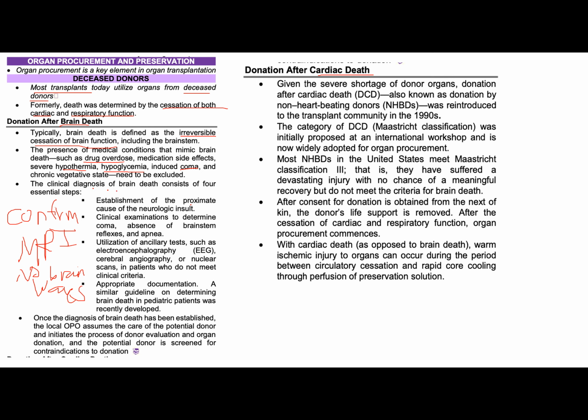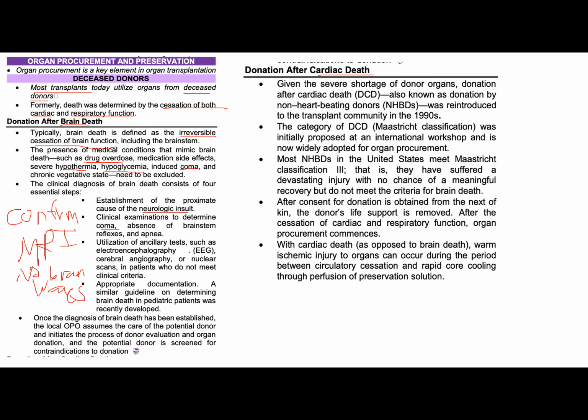Number one is the establishment of proximate cause of neurological insult. So they need to identify ano ba yung cause ng damage sa central nervous system niya. Is it trauma? Is it irreversible trauma? Is it due to drug overdose? And so on. Then they're going to perform certain clinical tests to determine if it's a coma, absence of brain reflexes, or baka paralyzed lang, or if the patient is suffering from apnea.